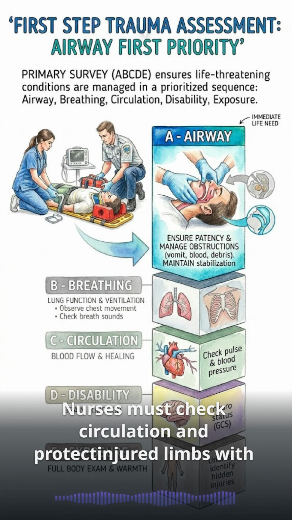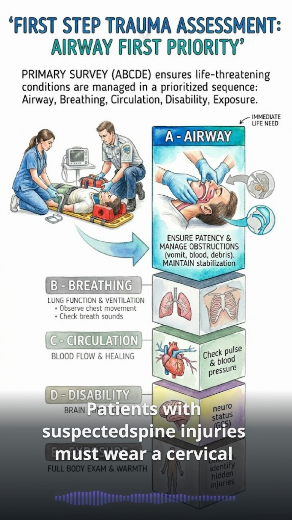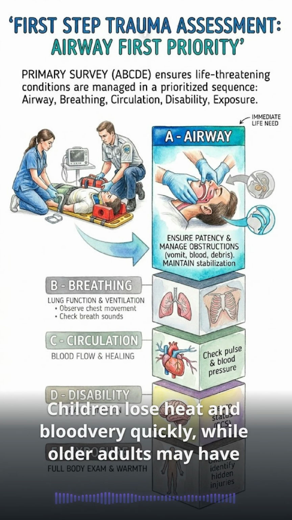Spinal cord injuries can lead to paralysis or breathing failure. Patients with suspected spine injuries must wear a cervical collar and be moved carefully using spinal precautions. Trauma care is also different for children and older adults. Children lose heat and blood very quickly, while older adults may have fragile bones and take blood-thinning medications.